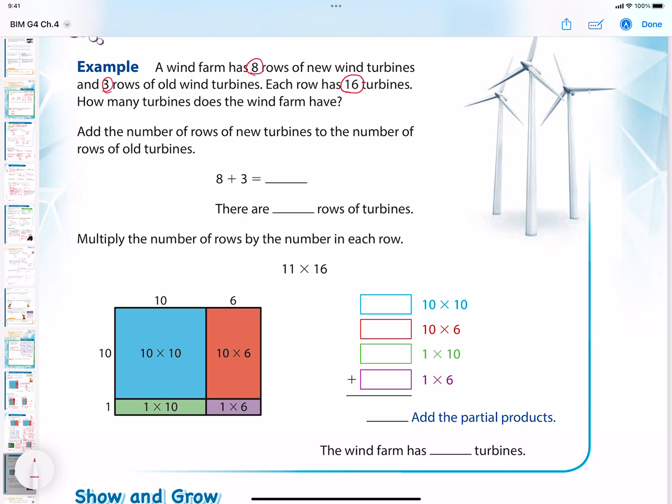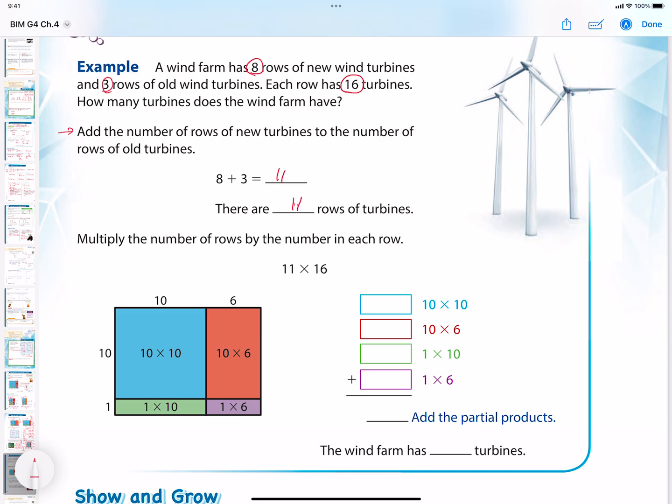All right, so you have new and old together, right? So 8 plus 3 is what? Sorry, I skipped that one. Add the number of rows of new turbines to the number of rows of old turbines, which is what? 8 rows and 3 rows, 11 rows, right? And there are 11 rows of turbines.